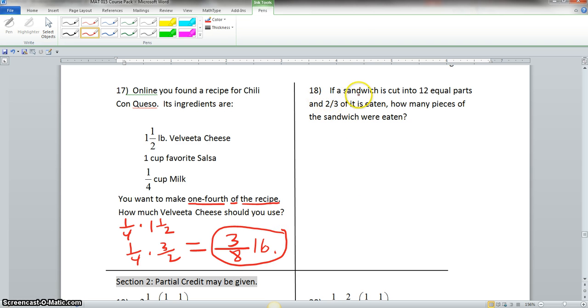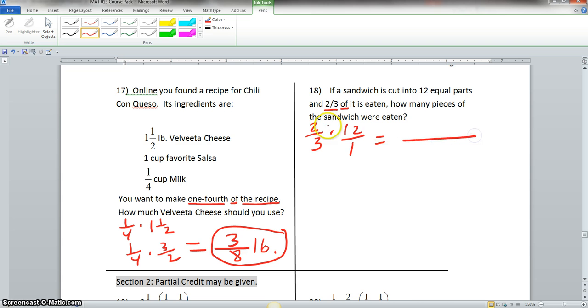Now 18. If a sandwich is cut into 12 equal parts and 2/3 of it is eaten, how many pieces of the sandwich were eaten? So we look here, we have 2/3 of, which means multiplication, it is eaten. So first of all, we want 2/3 of how much was eaten from the sandwich, because it says how many pieces of the sandwich were eaten. So it'll be 12/1, because it's 2/3 of the 12 equal parts.